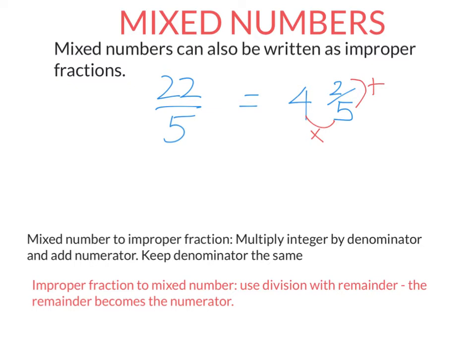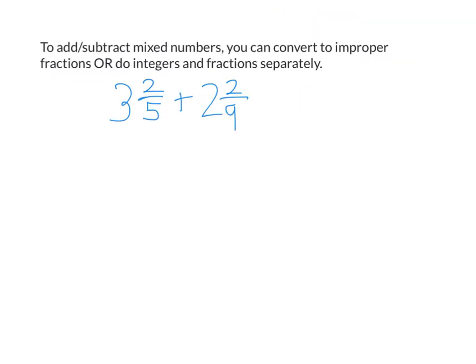So let's now look at adding and subtracting mixed numbers. So it turns out if you need to add or subtract mixed numbers, you can do it two ways. You can convert each of these to an improper fraction and then add them, or you can do the integer parts, the whole number parts, separately to the fraction parts. I'm going to use this second method here because I think it's easier. So what I'm going to do is I'm going to do 3 plus 2 is 5. So I've just added the integer parts. Now what I need to do is add the two fraction parts.